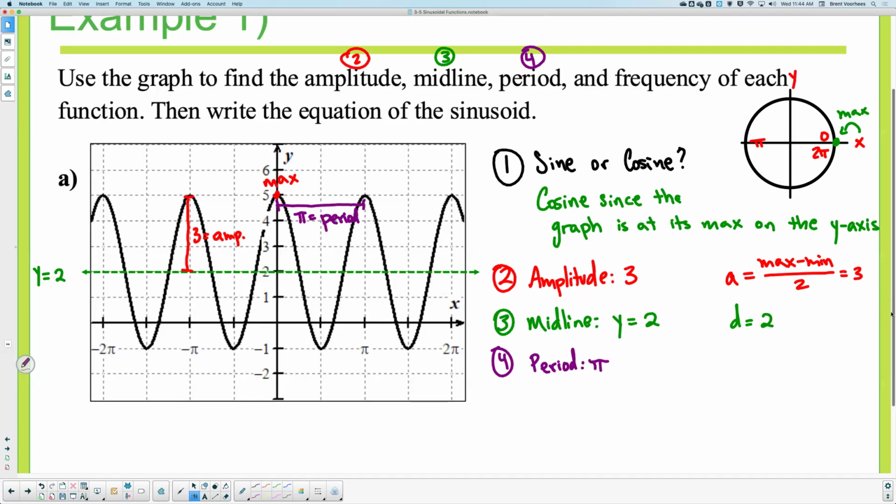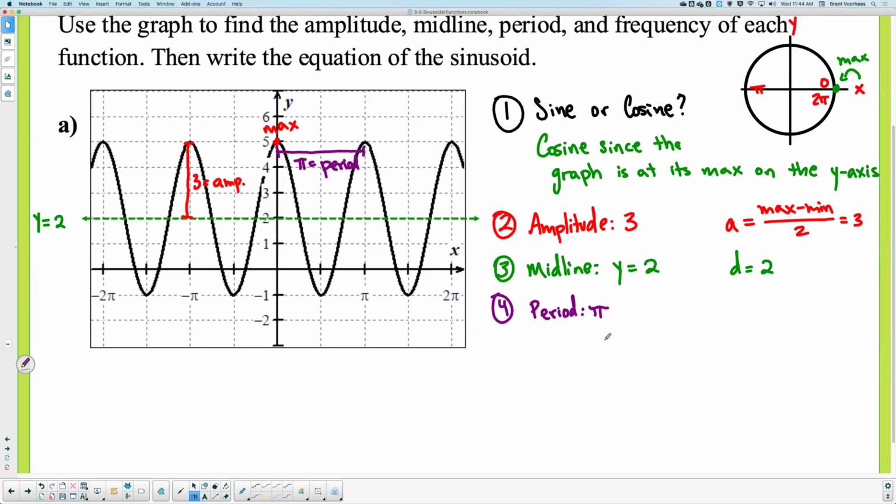Now, in the equation, this is the letter B. Period helps us find the letter B. Here's how you'd find your letter B, I'm sorry, not the period. The period is pi. We know that. For the equation, we need to find the letter B. The formula is that the period, which is 2 pi divided by B, will equal the period. So 2 pi over B equals the period of pi. And you solve this equation.